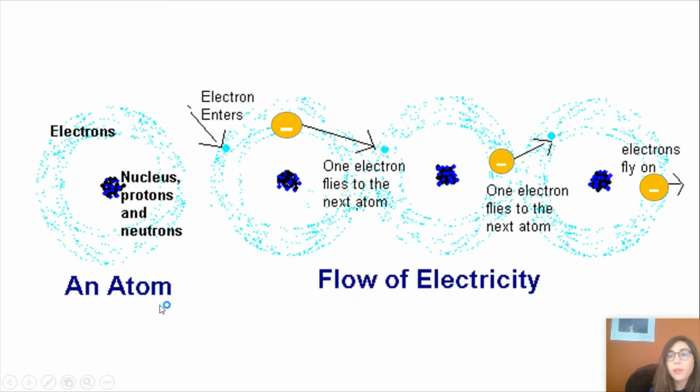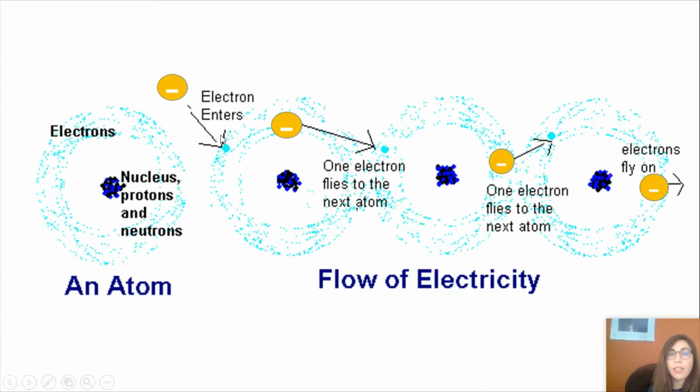So again, here's an atom, a different kind of picture of an atom. In the middle, you have the neutral neutrons and the positive protons. These dots on the outside are the electrons. I want you to look at these three atoms here that are right beside each other, and we're going to visualize the flow of electricity. So these yellow balls that you see on the screen are representing electrons. They're on the outside of the atom, away from the middle.